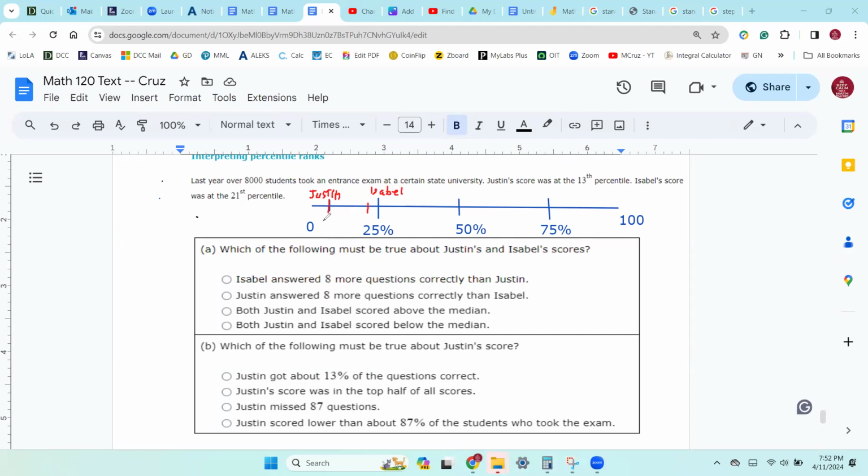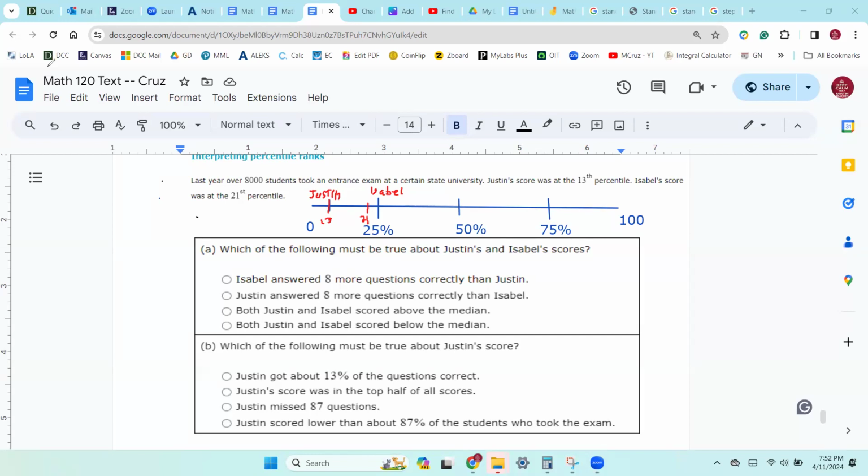All right, so this is 13th. And then this is 21st. All right, so now this will help us answer these questions. Which of the following must be true about Justin's and Isabel's score? So let's go through each of these.